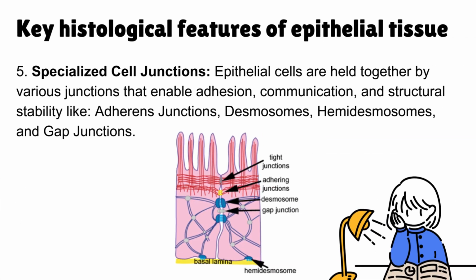Epithelial cells are held together by specialized cell junctions, which enable adhesion, communication, and structural stability. These include adherens junctions, desmosomes, hemidesmosomes, and gap junctions.